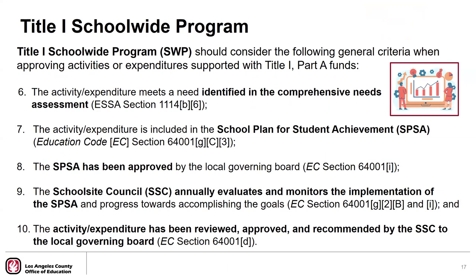In addition to those first 5 items on the previous slide, this slide applies to schools that have a school-wide program. So items 6 through 10 state how the activities or expenditures must meet an identified need from your comprehensive needs assessment, and be included in your school plan. The plan has been approved by your local governing board, and the school site council will be able to annually evaluate and monitor the implementation of these activities stated within the school plan. And lastly, the activity or expenditure has been reviewed, approved, and recommended by the school site council to the local governing board.